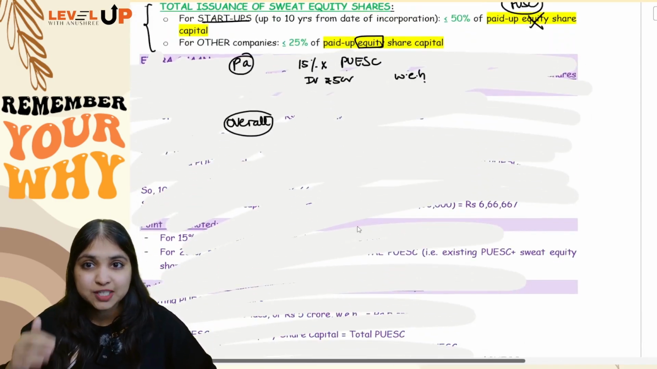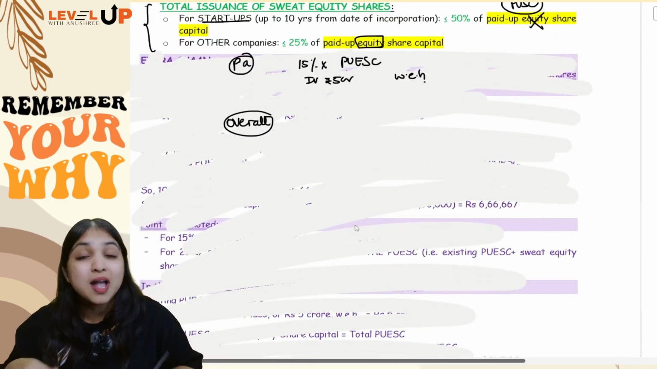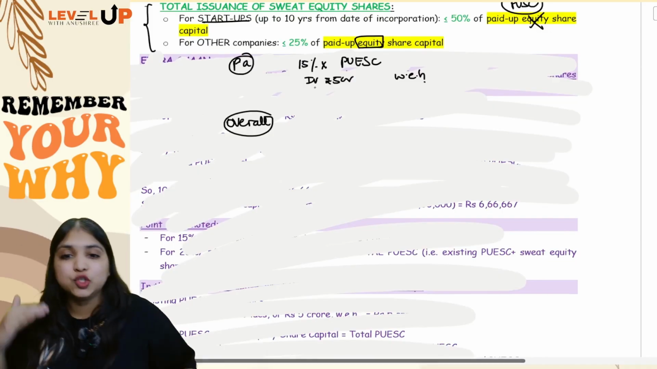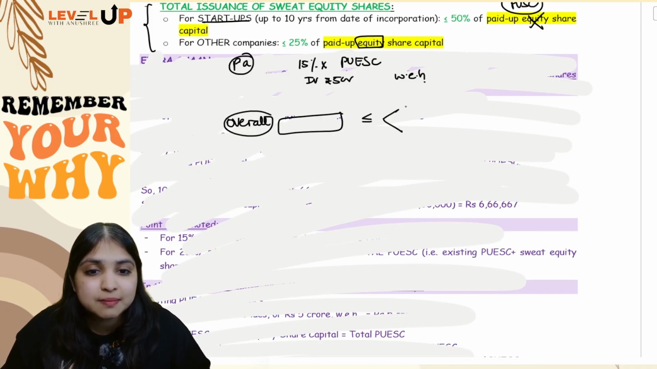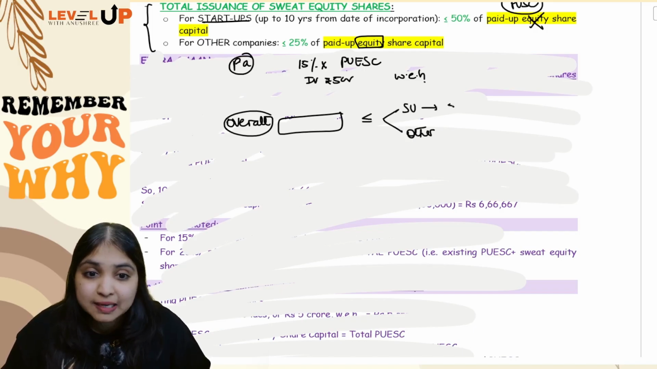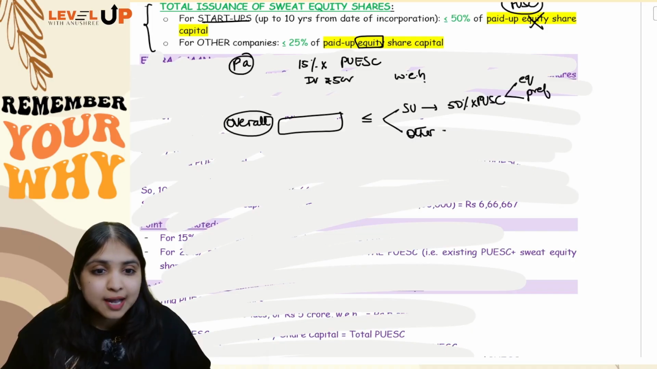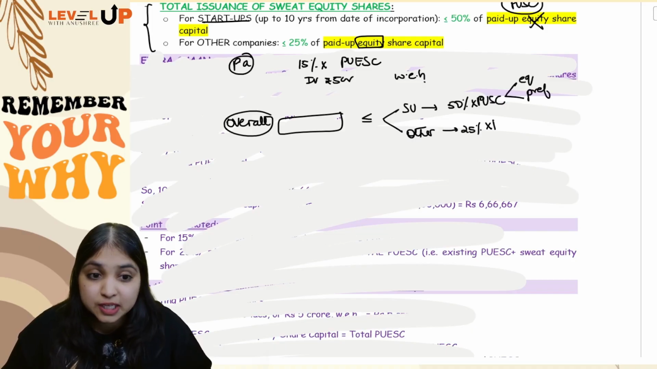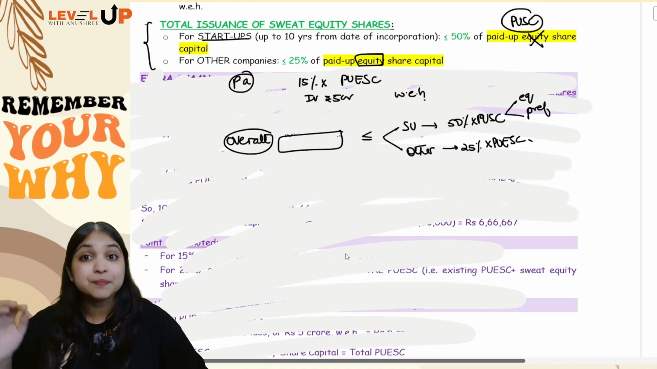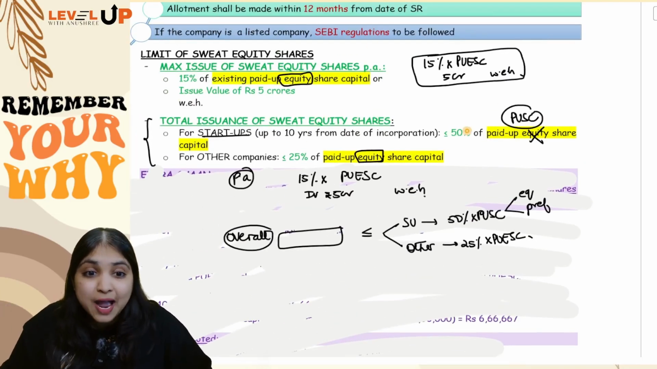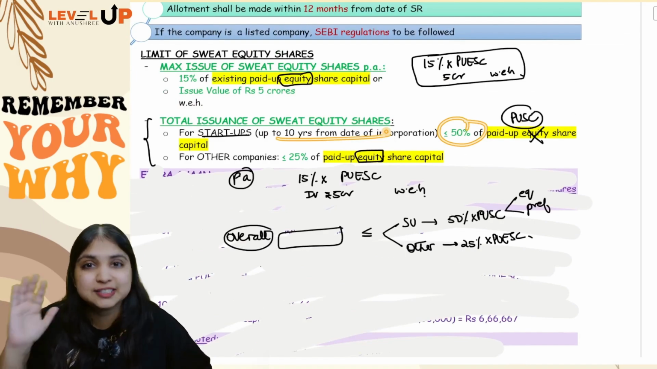What is the overall limit? Overall limit means whatever sweat equity shares the company is issuing now plus sweat equity shares already issued, everything put together, should not exceed a certain limit. The limit depends upon whether you are a startup or any other company. For a startup, the limit is 50% of paid up share capital, which means both equity and preference we will consider. For other companies, the limit is 25% of paid up equity share capital, which means only equity capital we will consider. And also remember, for startups you have this increased limit only for the first 10 years.